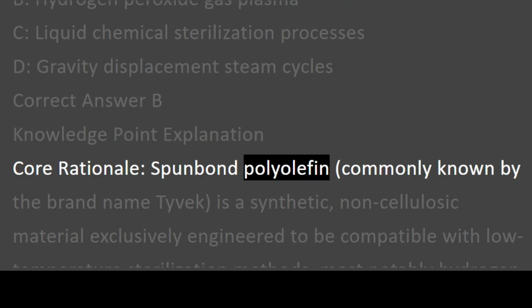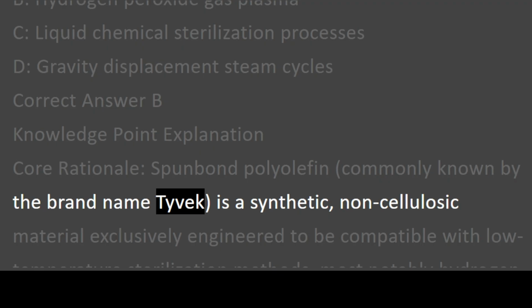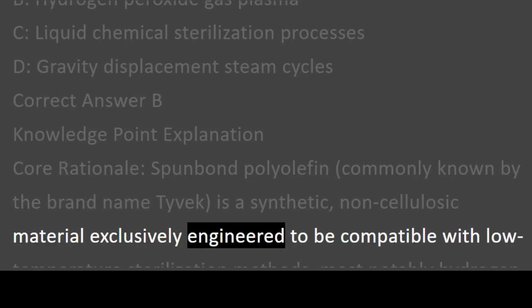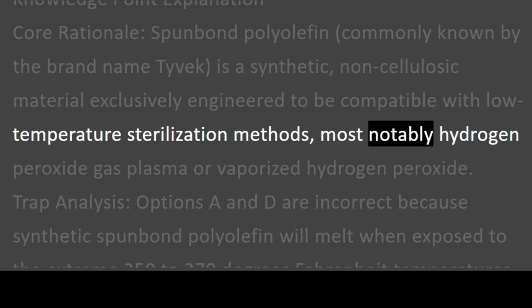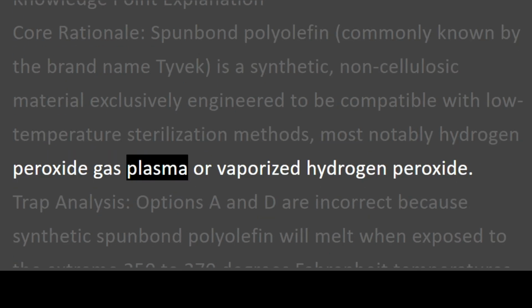Spun-bond polyolefin, commonly known by the brand name Tyvek, is a synthetic, non-cellulosic material exclusively engineered to be compatible with low-temperature sterilization methods, most notably hydrogen peroxide gas plasma or vaporized hydrogen peroxide.